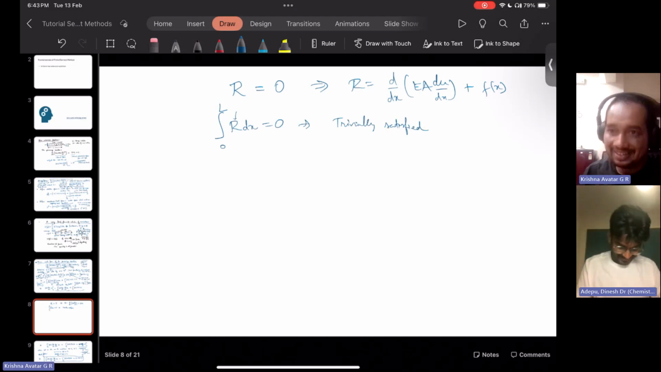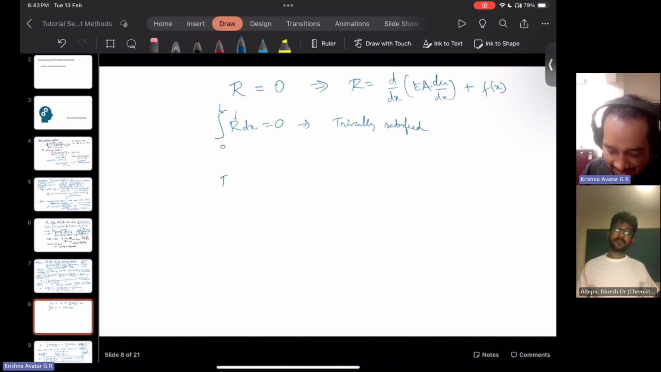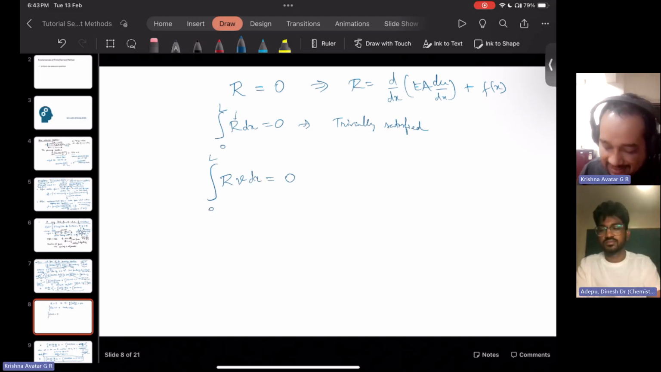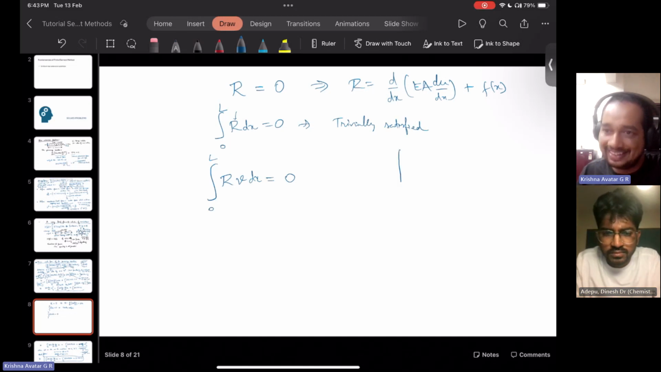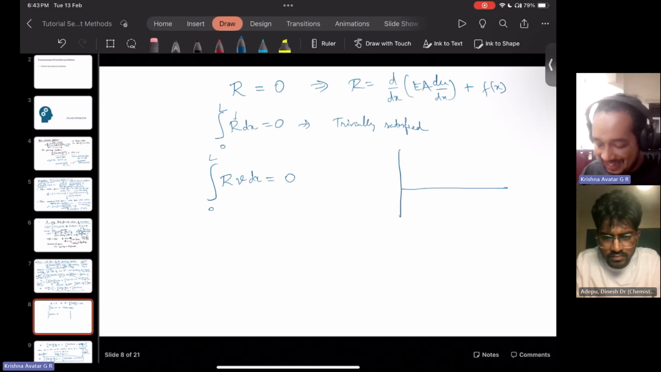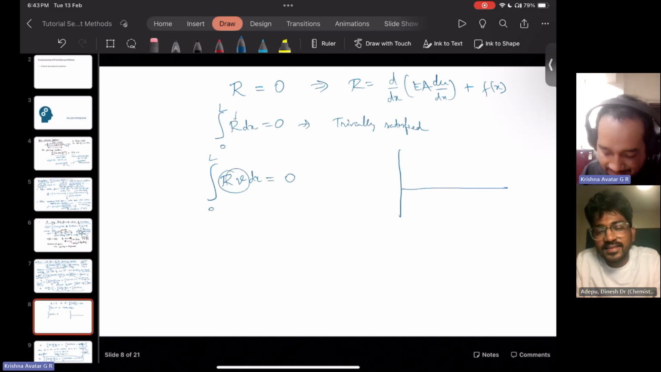So what we are doing is we are multiplying it with a function v and integrating it over the domain, convincing ourselves that we are trying to have some sort of resultant function, say g, which will appear something like this.